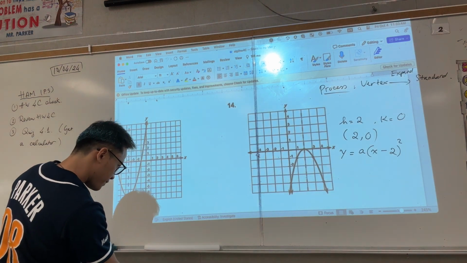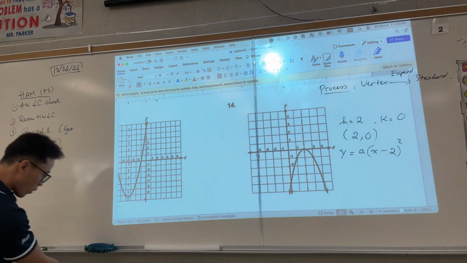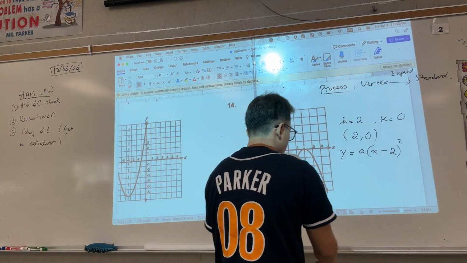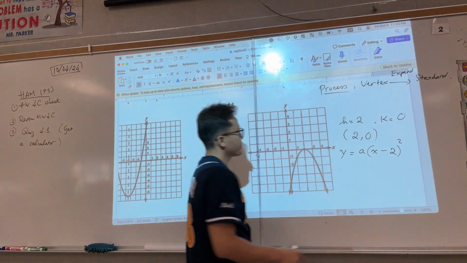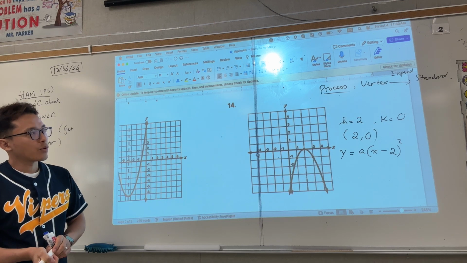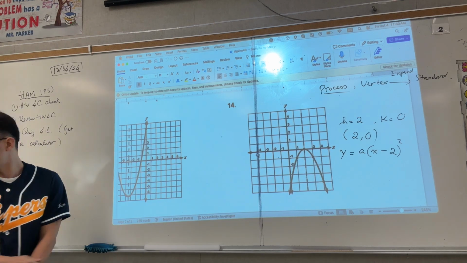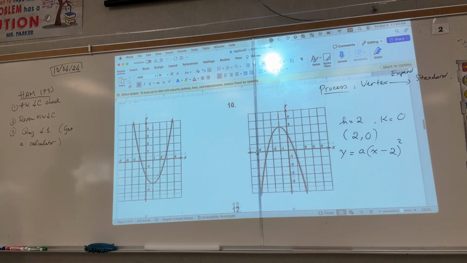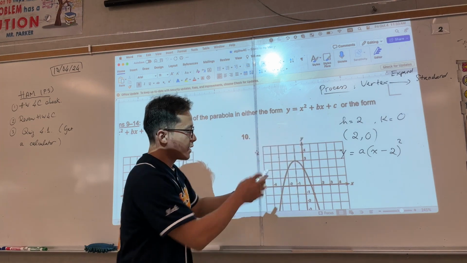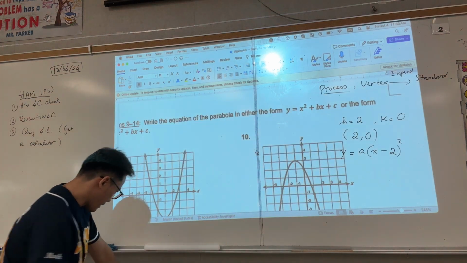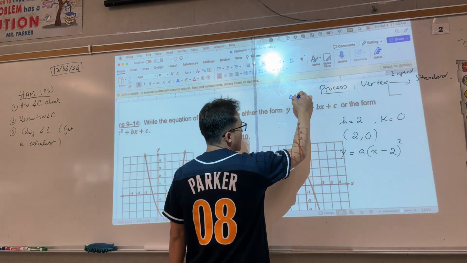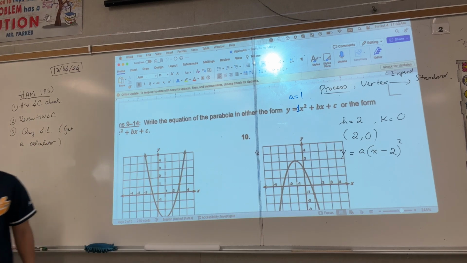What else? Invisible 1 times x is just x. So a lot of you still have confusion here about a. When writing standard form, I only give you two cases: when a is 1 or a equals -1. If you look at the question right here, I specifically ask you for either the form y equals x squared, that means invisible 1 right here. So either a is 1 or a is -1.